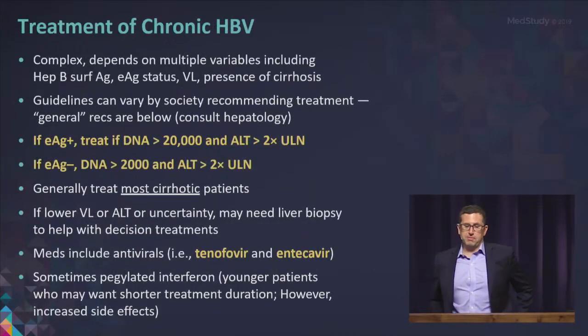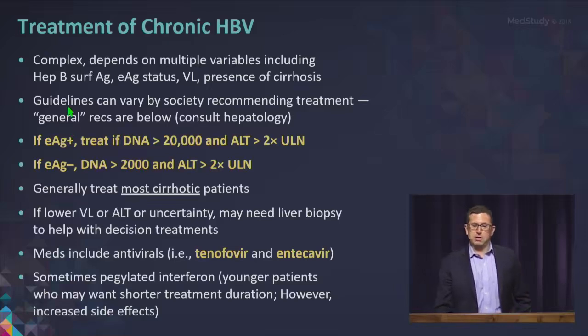So in terms of treatment for chronic Hep B, it's fairly complex, but I tried to tailor it down for your test. It really depends on the Hep B surface antigen status, E antigen status, the degree of viral load elevation, and whether or not the patient has cirrhosis. So generally, if the patient is E antigen positive, you're going to treat if the viral load DNA is greater than 20,000 and the ALT is greater than 2 times the upper limit of normal.